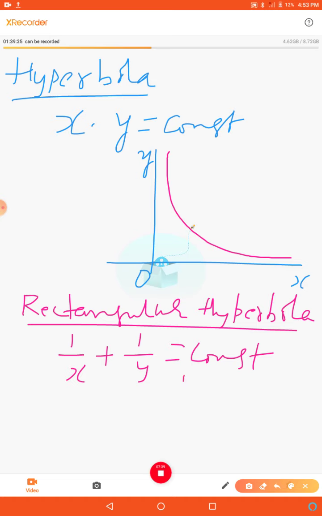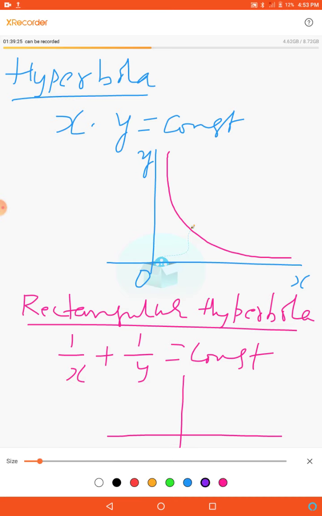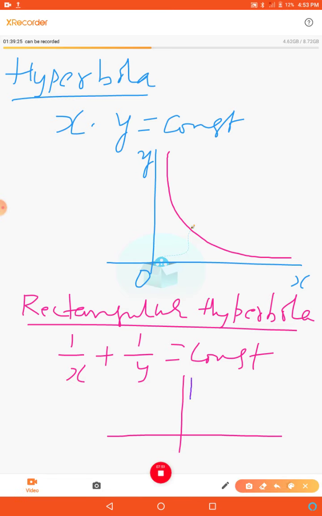It is just like a hyperbola, but the curve will be almost like a rectangle. I use a different color, blue. This is the rectangular hyperbola. A plain hyperbola looks like a half moon, but this looks like part of a rectangle. That is called a rectangular hyperbola.